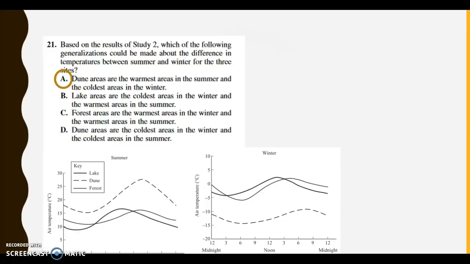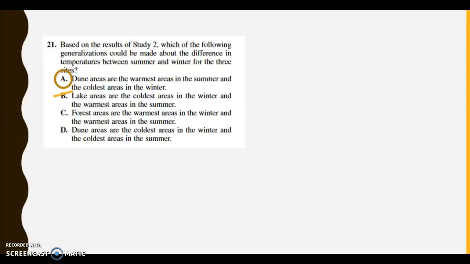Okay, coming back to our graphs, the lake areas are the coldest areas in the winter and the warmest areas in the summer. So there's the lake, that's sometimes warmer, sometimes colder, but it's definitely not warmer than the dunes in the summer. Here is the lake, it's the warmest at some times in the winter. So that answer choice is incorrect.